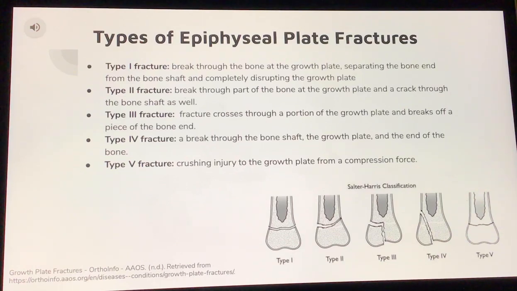Type 3, the fracture crosses through a portion of the growth plate and breaks off a piece of the bone end, and this is more common in older children. Type 4 is a break through the bone shaft, the growth plate, and the end of the bone. And type 5 is a crushing injury to the growth plate from a compression force, and these type 5 are very rare.